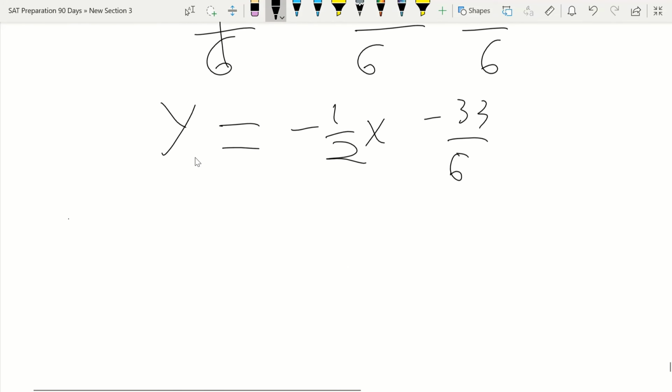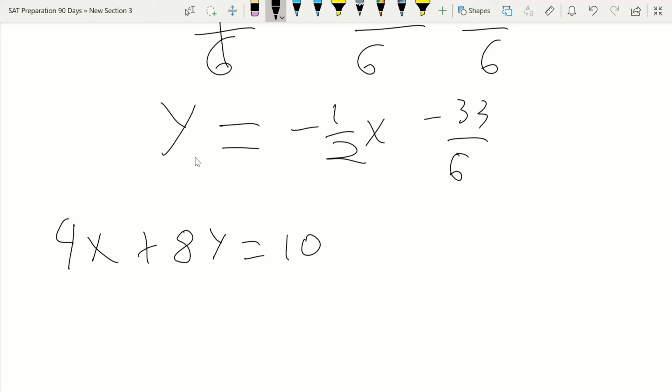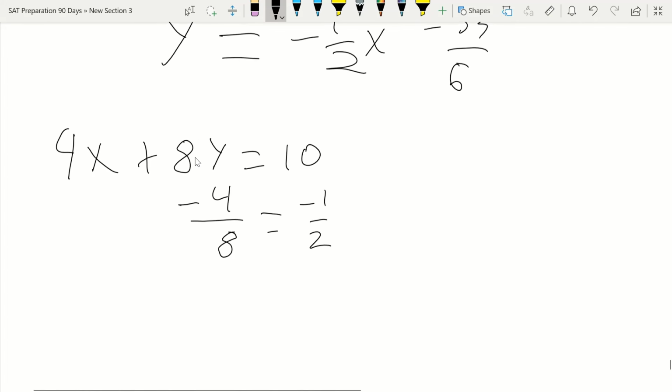So let's say that I'm given 4x plus 8y equals 10. Let's say that I'm just asked for the slope of this equation. Well, if I'm just asked for the slope of this equation, then I know immediately it's going to be negative 4 over 8, which is negative 1/2. So how did I do that? All right, so here's how you're going to do that. Think about it like this.